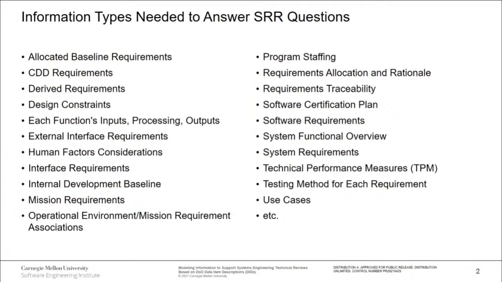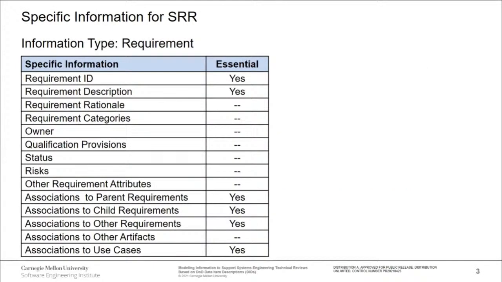So once we identified the types of information, we looked at each type and we said, okay, what specific information from each type is needed? So let's take an example. Any of the types that you see here that has requirements on the end of it. So let's take software requirements. We zeroed in on software requirements, for example, and we said, okay, we know we need to know about software requirements, but what specifically do we need to know about software requirements?